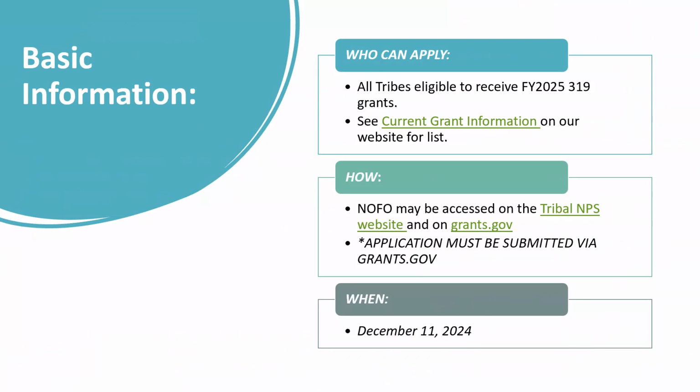So double check. This document can be accessed on our tribal non-point source website. It'll just be the PDF, but you do need to submit it through grants.gov, and you can, of course, find the application NOFO on grants.gov. So that is where you all will find that. And then the deadline this year is December 11th, which is significantly sooner than it's been in the past. We were able to get this out a little bit sooner this year. So I'm glad that so many people are here. I was a little worried people were going to get caught by surprise with this early release.